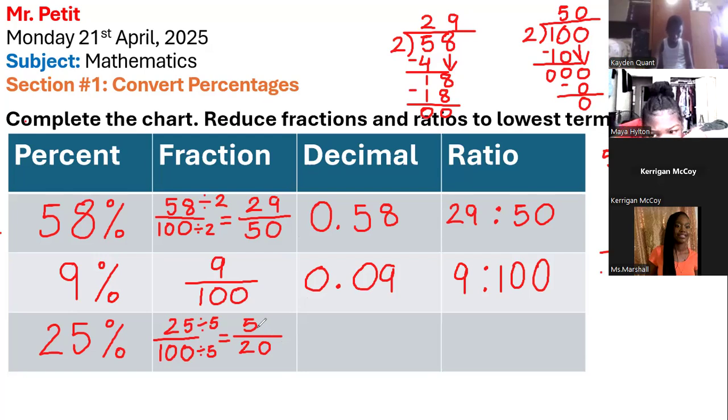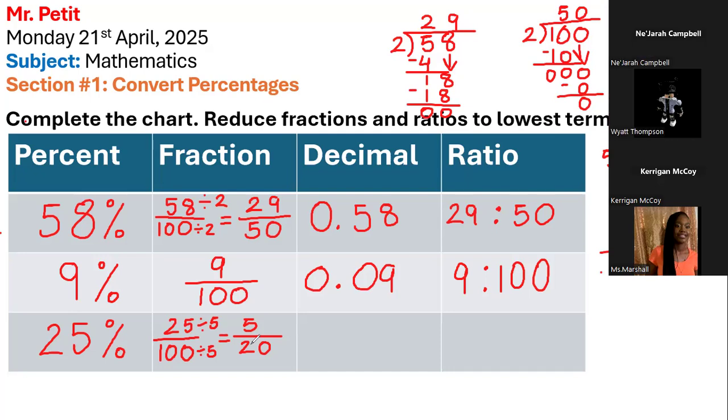All right, next what we have is 5 over 20. Is this reduced? Is this in the simplest form, 5 over 20? Is it in the simplest form as yet? No, sir. Seth, is it in the simplest form as yet? Where's Seth?